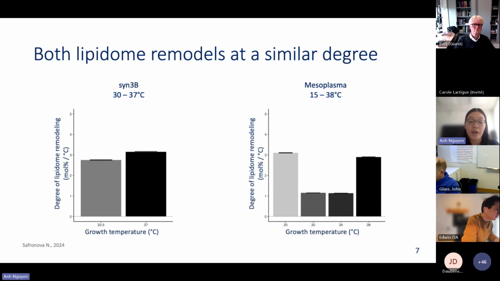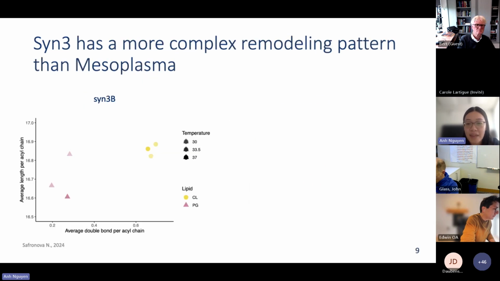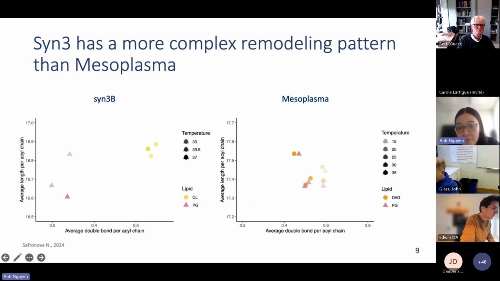But what we find fascinating is that even though the task is considerably more difficult, the machinery might be even simpler. This pattern of the exact same average acyl chain length and double bond count across different lipid classes is not very commonly seen in any other organism. Head group specific remodeling is usually more the trend. So we find it fascinating to see such a simple system working so well.